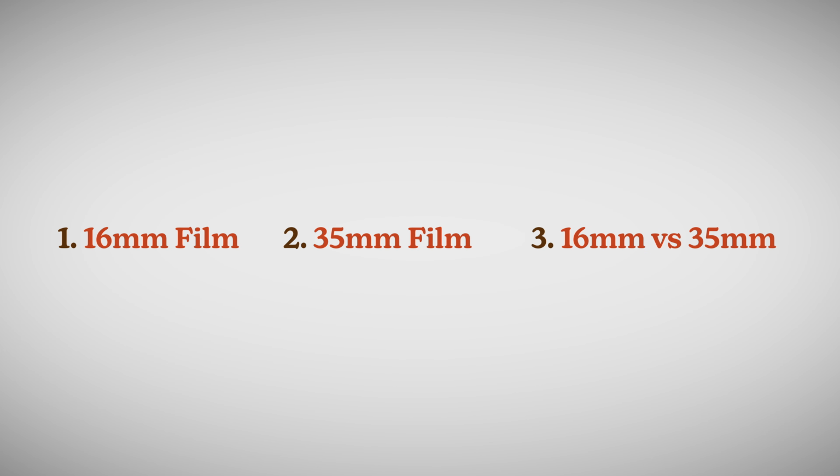Now let's see how these two formats compare to each other. As you can see, 35mm is larger. In fact, it's a little more than double the size of 16mm. This greater size creates a cleaner and sharper image. Now there are some other things that can affect this, but one of the biggest factors in creating a high quality image is a larger negative.